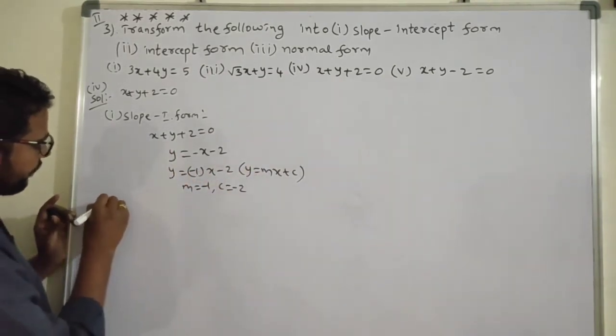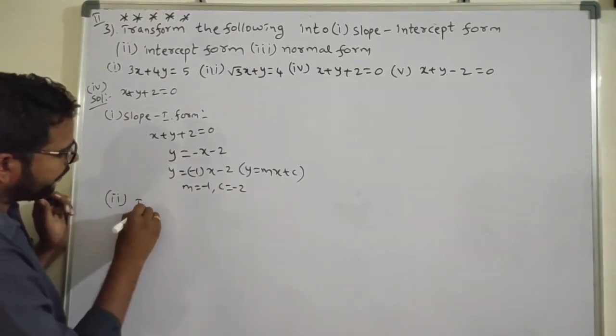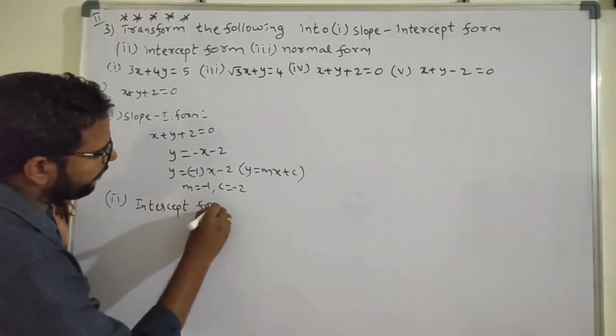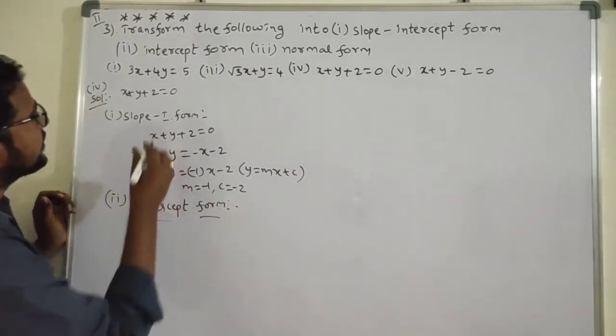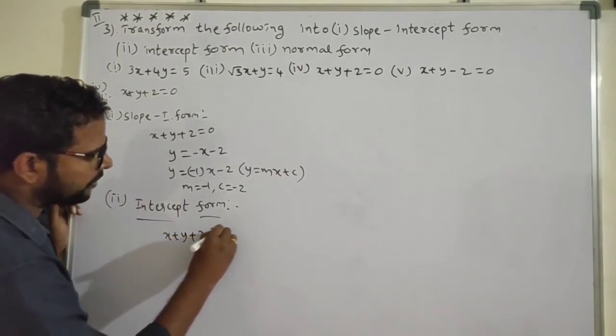Now second form. What is second form? Intercept form. So what is given, x plus y plus 2 is equals to 0.